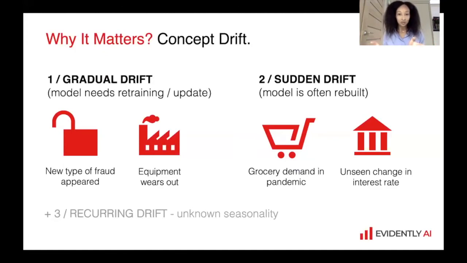Another thing is sudden drift. This is something that can happen out of the blue. For example, the changes in grocery demand and the pandemic that we all saw recently, or the unseen change in interest rate in banks. And this is absolutely another type of drift because it always happens suddenly, right?